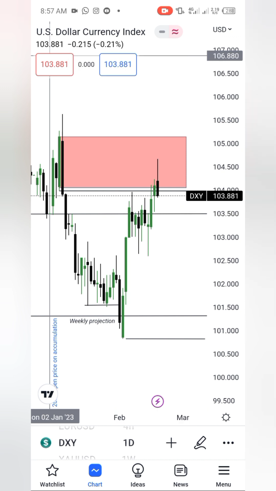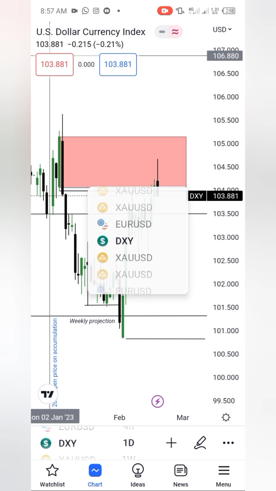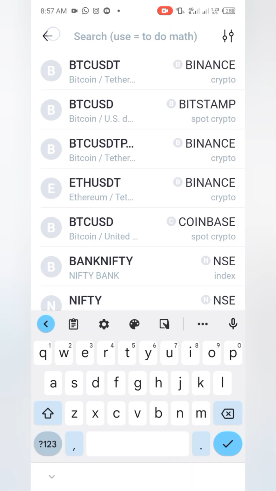These are the dollar index. If the dollar index is going to sell, that means EU is going to buy. If the dollar index is going to buy, EU is going to sell. So let's check.